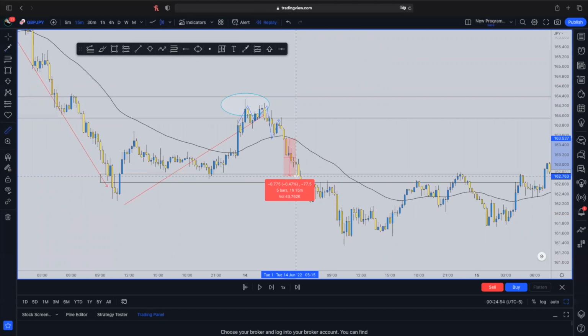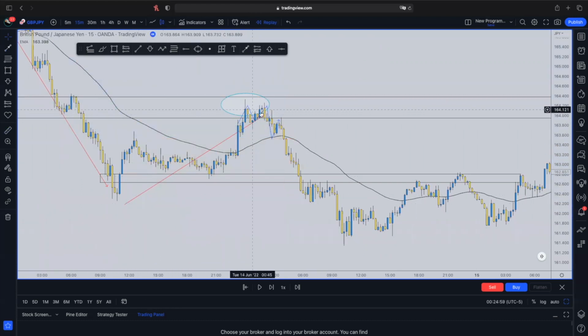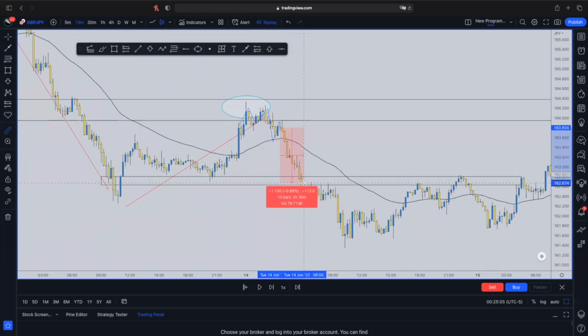That would be my entry on a 15-minute setup on a breaker structure. We broke under, came up and retested, had this formation, had this change in structure, and then we dropped 77 pips in 1 hour and 30 minutes. Look at this, 2 hours and 30 minutes, 6 hours till it dropped all the way down here.